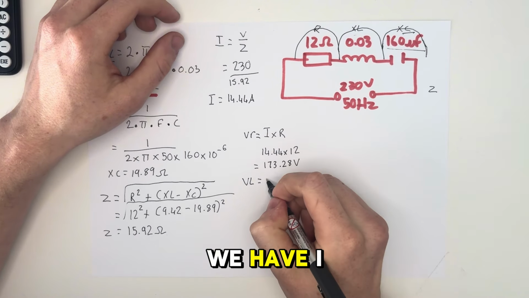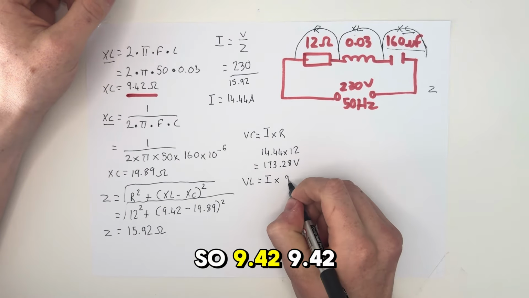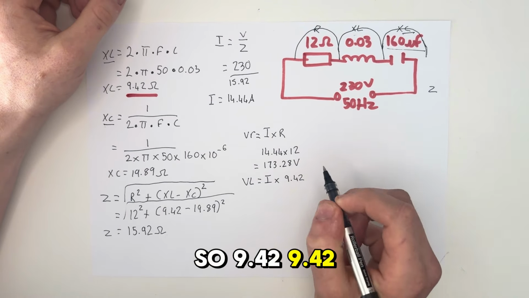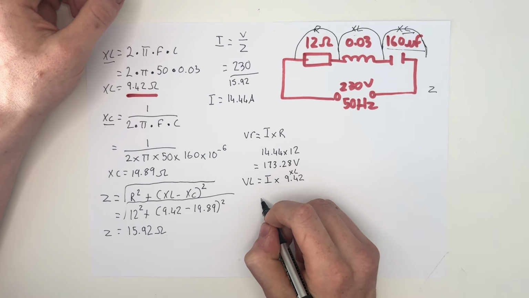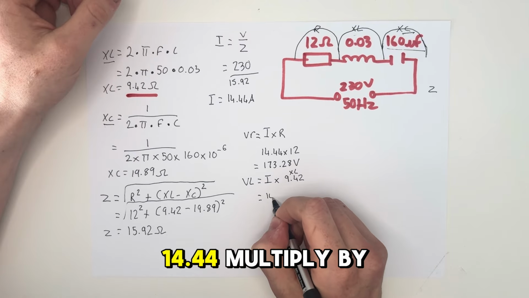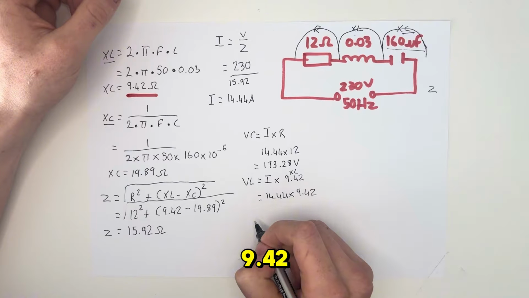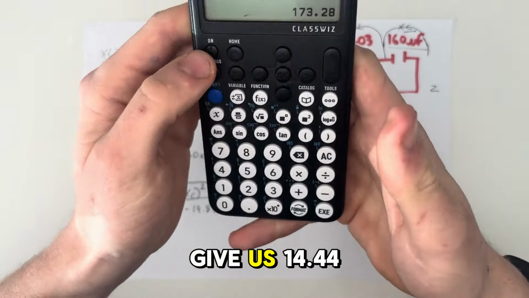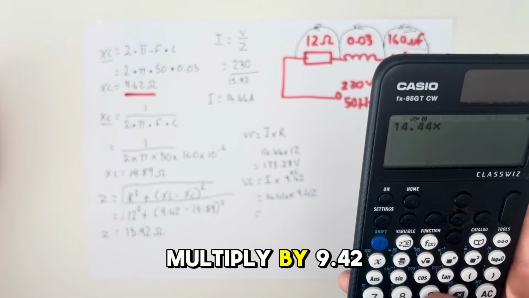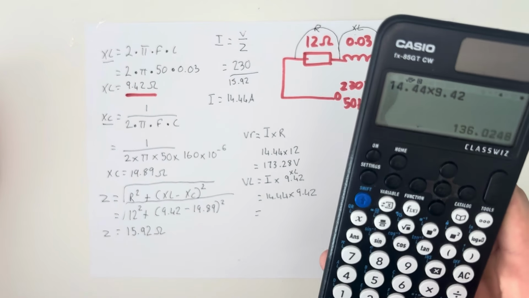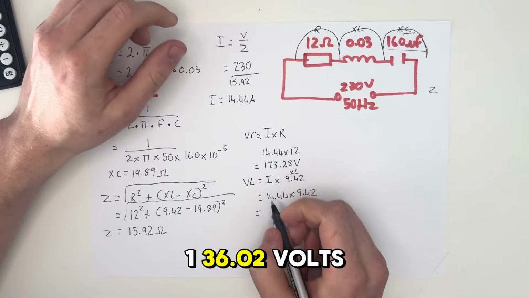We have I again multiplied by XL, so 9.42. Oh, that's just going to be XL. So we have 14.44 multiplied by 9.42, and that will give us 136.02 volts.